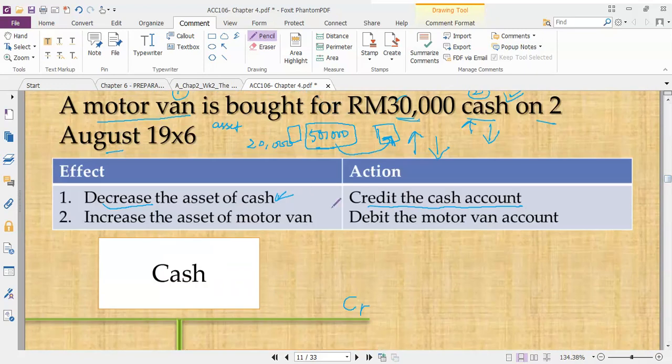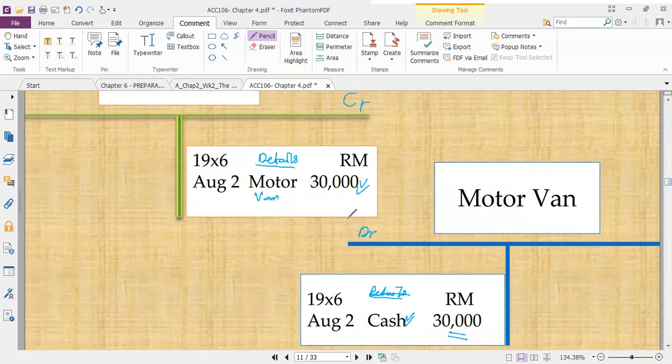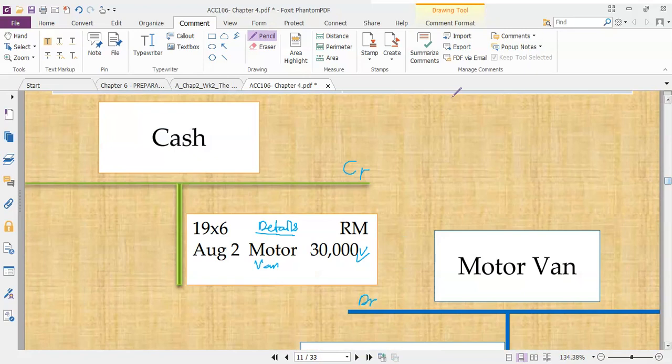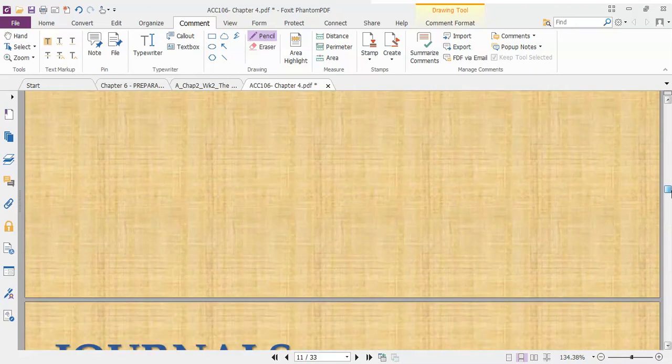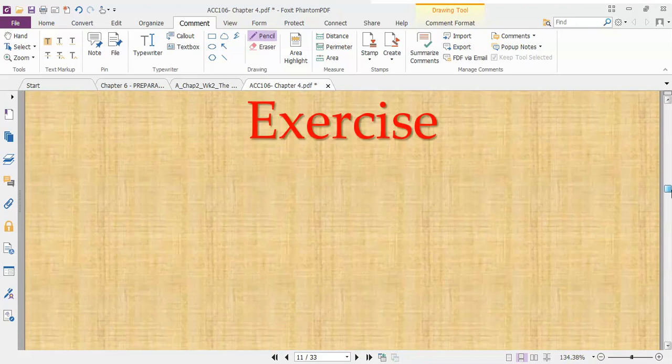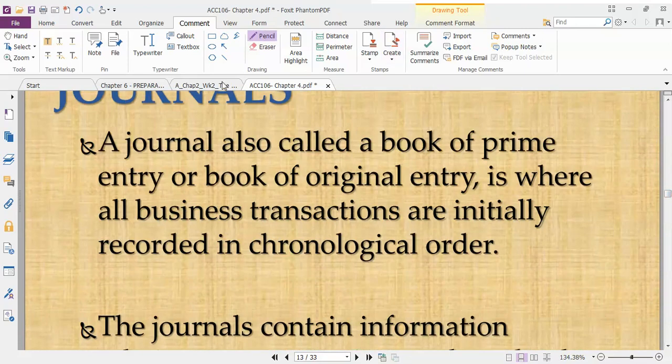So increase the asset of motor van, debit the motor van account. On the debit side, we put 30,000 ringgit, and the details name is cash. In the cash account, on the credit side, 30,000, because cash is decreasing because we buy the motor van. So do you understand or not? That is some of the examples that you must know.